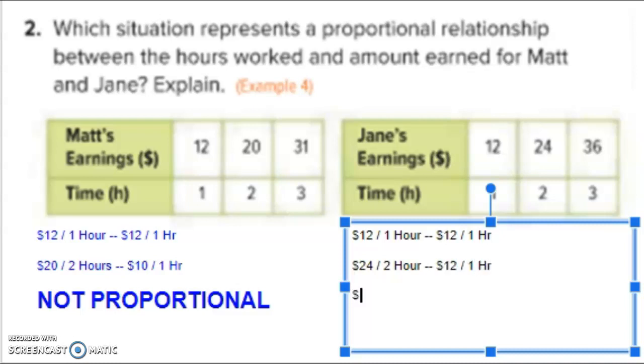And her third one is $36 for 3 hours. Numerator 36 divided by 3 gives me $12 per 1 hour. 12 over 1, 12 over 1, 12 over 1. Success! We love this. This is exactly what we want. This is proportional. Yay, Jane.